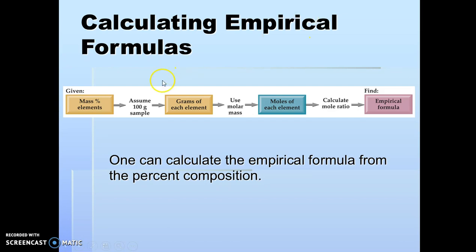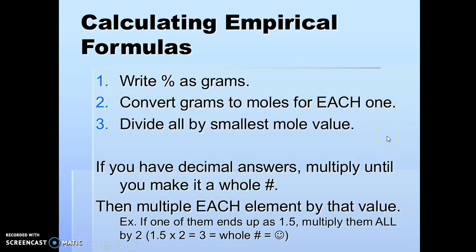When we do these, we always assume that it's a 100 gram sample. Because of that, we're able to just take our percentages and assume that they're the same amount of grams. And you'll see what I mean by that. So what we would do is take our grams, use the molar mass, and convert it to moles. And then we will find the mole ratio, and using that ratio, we can reduce it and get that empirical formula. So here are the steps, and we are going to do some problems.